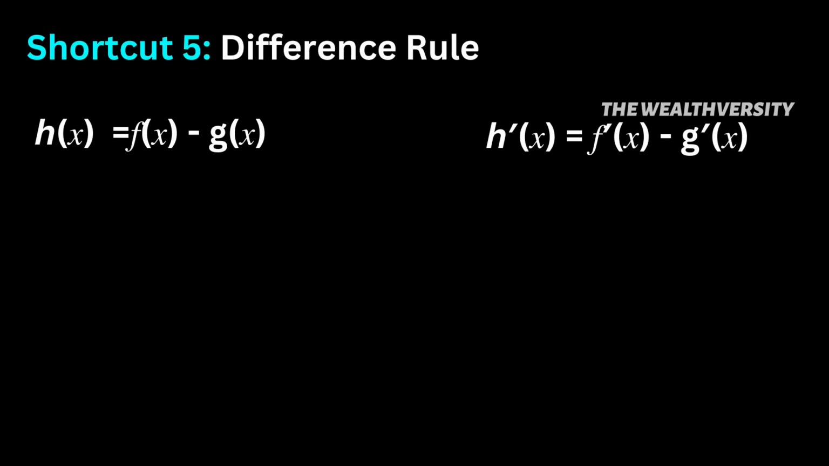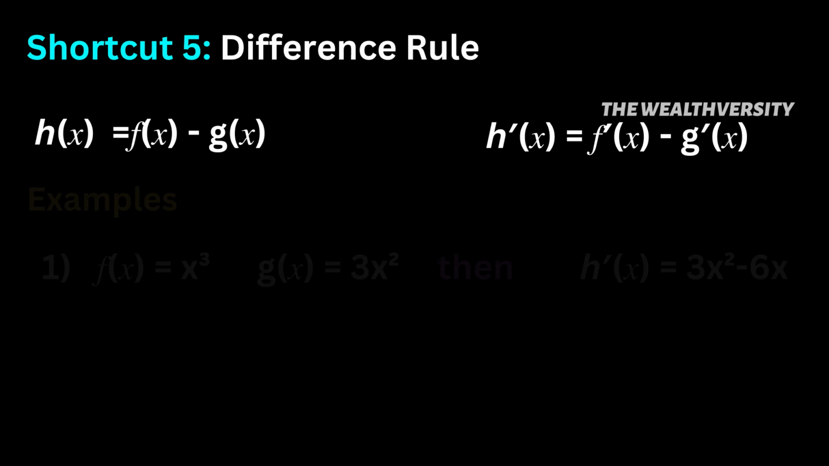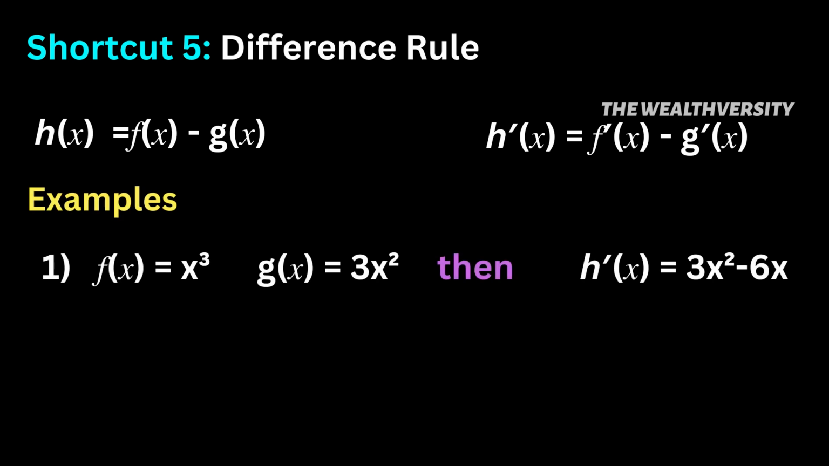The last shortcut is called the difference rule. This rule states that if h of x is equal to f of x minus g of x, and both f of x and g of x are differentiable, then h prime of x is equal to f prime of x minus g prime of x. Take a look at the first example. F of x is equal to x cubed and g of x is equal to 3x squared.